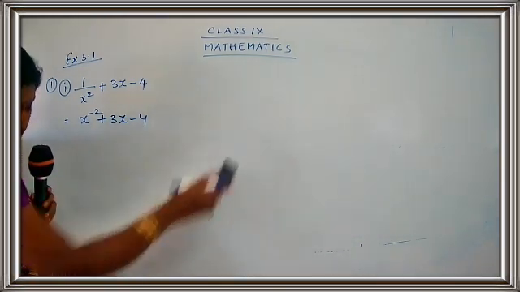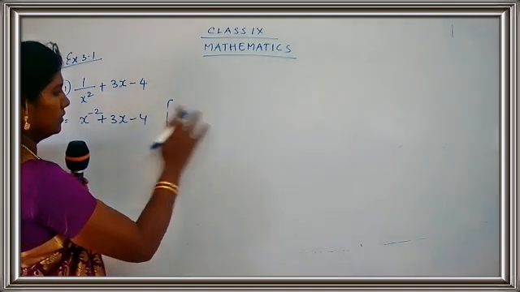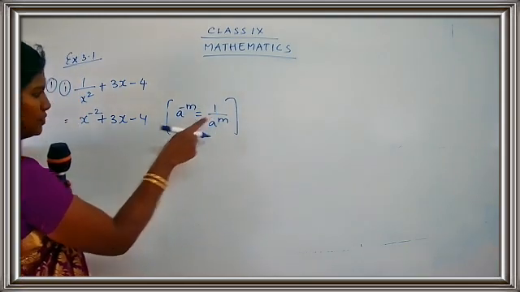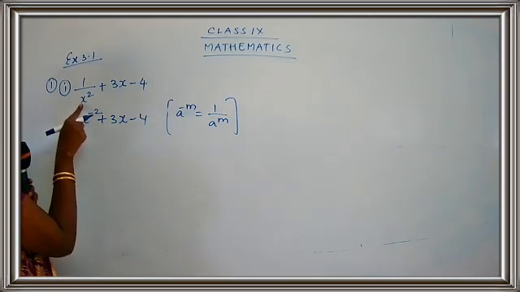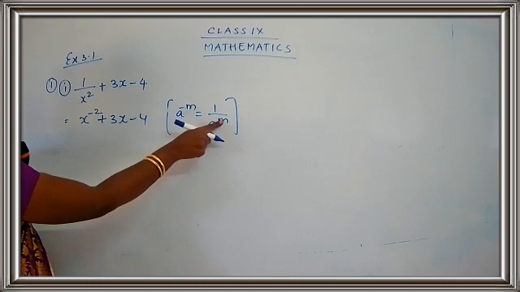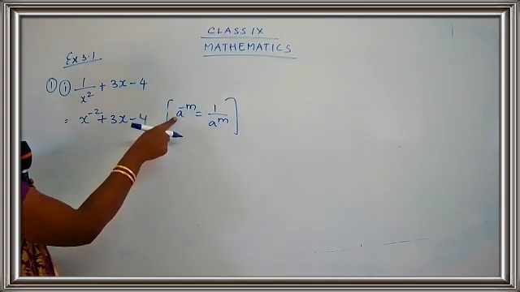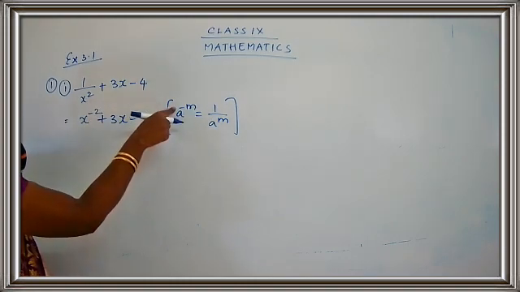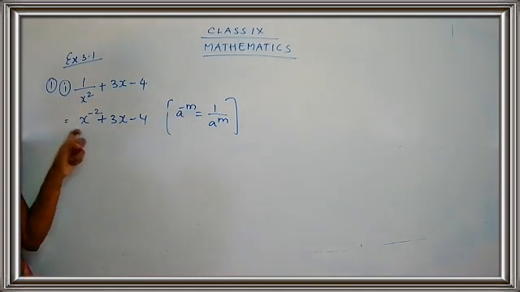Write down: a raised to minus m is equal to 1 upon a raised to m. So 1 upon a raised to m is written as a raised to minus m. So what is a here? x. What is m here? 2. So how are you going to write the answer? a raised to minus m. A is x, m is 2, so you get x raised to minus 2 plus 3x minus 4.